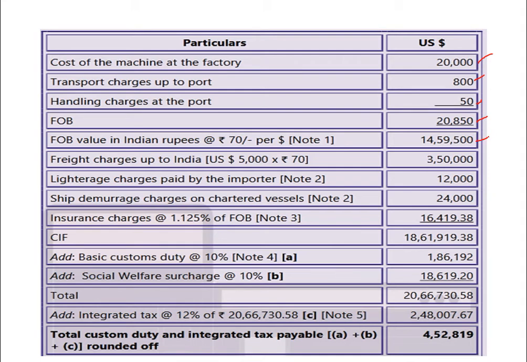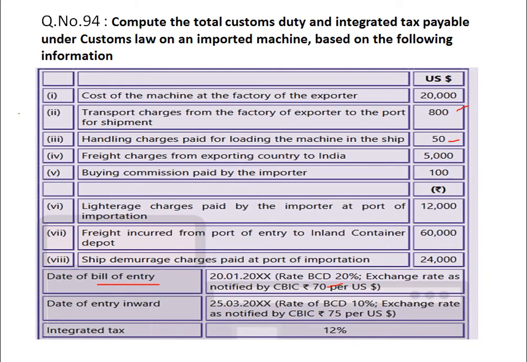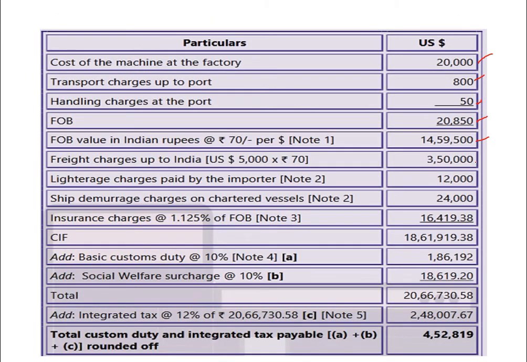After that you have to count the freight now. Freight charges given are $5,000 into 70, which is 3,50,000. Or you find 20% of this FOB, and the actual given is 3,50,000. The least you have to take. 20% of this comes to almost more than that. You check it.